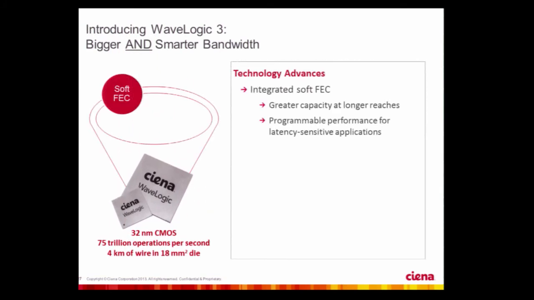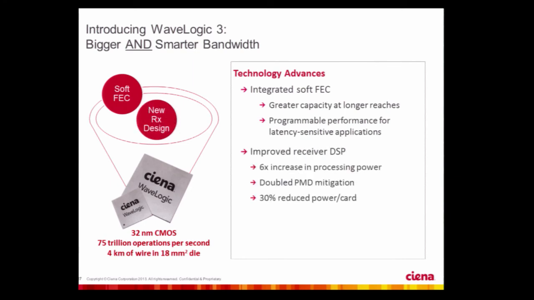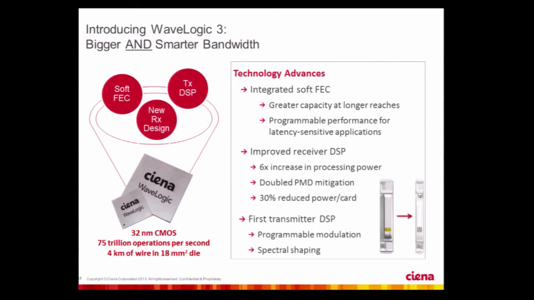So this slide shows a summary of the WaveLogic 3 coherent technology. What's very important is the soft FEC, which is adaptable forward error correction, which provides a better margin, so you can go further distances, and you can also use the same technology for the submarine systems. It has a new receiver design, which allows a large amount of polarization mode dispersion compensation, up to 50 picoseconds.